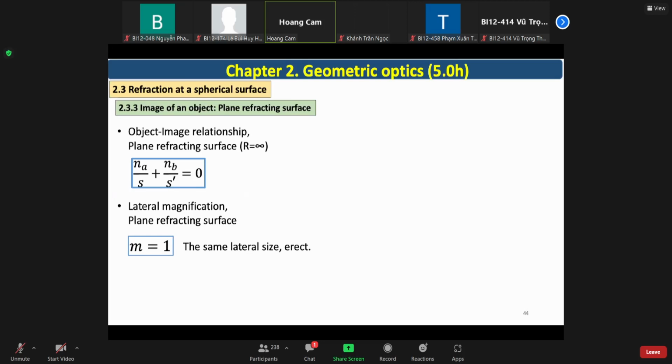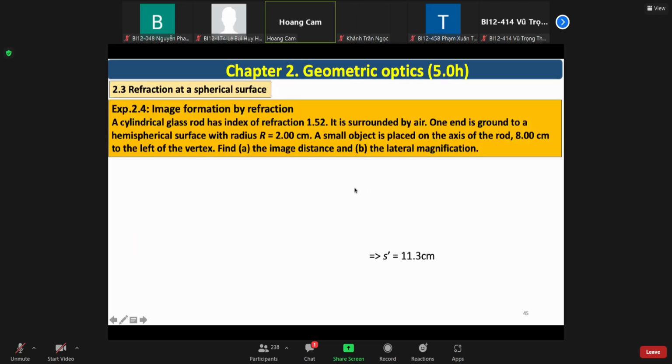Okay, for the plane refracting surface, now we will have one small example related to the image formation by refraction. In this example, we have a cylindrical glass rod which has index of refraction 1.52. Last lecture, we also considered the list of refractive indices of different substances, in which glass varies around 1.5 something. I also discussed that with you.